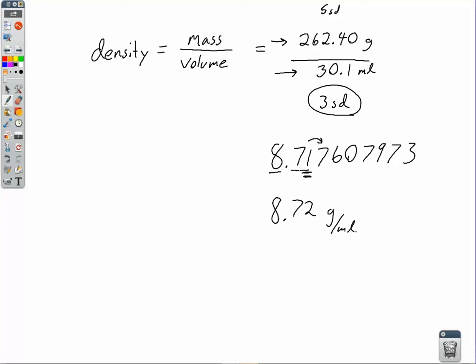All right, so 8.72 has 3 significant digits. We can check. Yes, there is a decimal. We shoot the arrow from the left. It sticks in the 8. There are 3 significant digits in that answer. All right, so you need to first identify the number of significant digits in the measurements that you're using, and then you need to round your answer to the same number as the one that has the least.